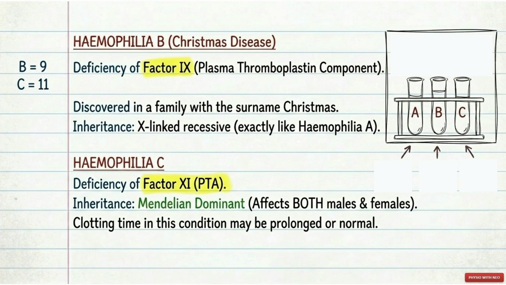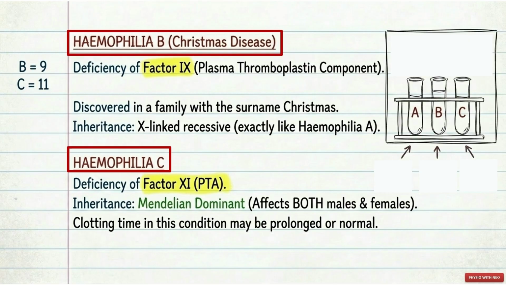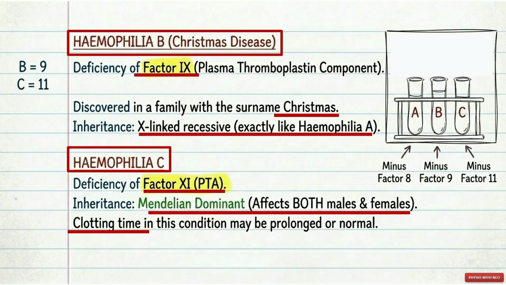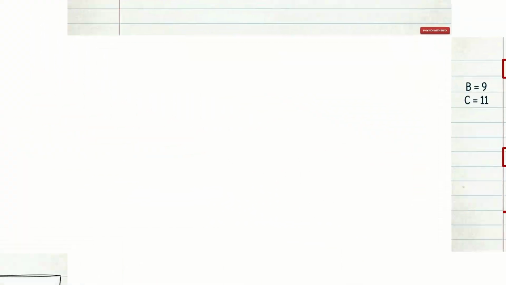Now let's see the other 2 variations of hemophilia, hemophilia B and hemophilia C. Hemophilia B is called Christmas disease. It is due to deficiency of factor 9. It is called Christmas because it was found in a family with the surname Christmas, and it is inherited sex-linked recessive, exactly like hemophilia A. Whereas hemophilia C is due to deficiency of factor 11 and is inherited as Mendelian dominant, affecting both males as well as females. Remember, in all hemophilia, clotting time may be prolonged or normal. Thus, we have seen three hemophilias A, B, and C, which are due to deficiency of factors 8, 9, and 11.